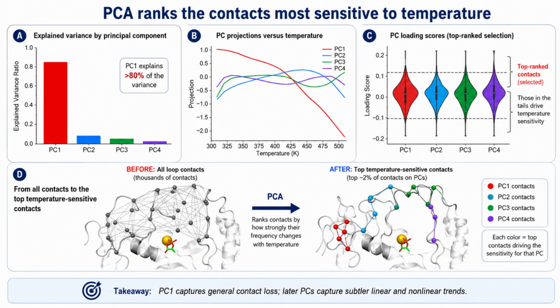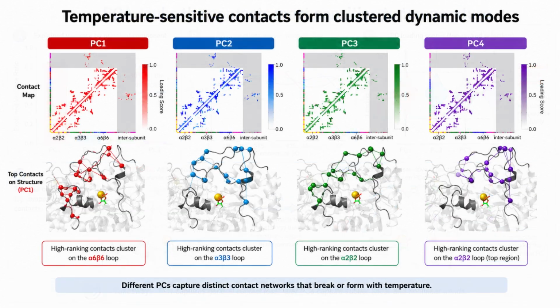PC1 captured the dominant effect of heating. Many contacts break as temperature increases. Later PCs captured subtler behavior, including contacts that form or stabilize over specific temperature ranges. When these temperature-sensitive contacts were mapped onto the structure, they formed clustered dynamic modes within the alpha-2 beta-2, alpha-3 beta-3, and alpha-6 beta-6 catalytic loops.